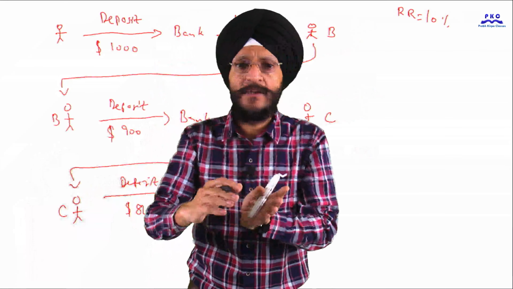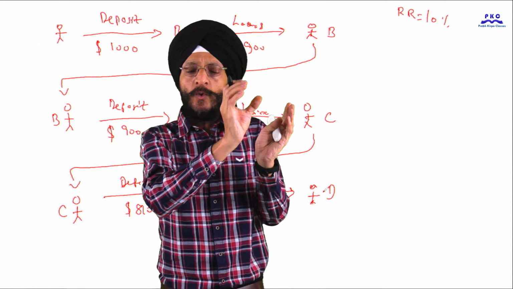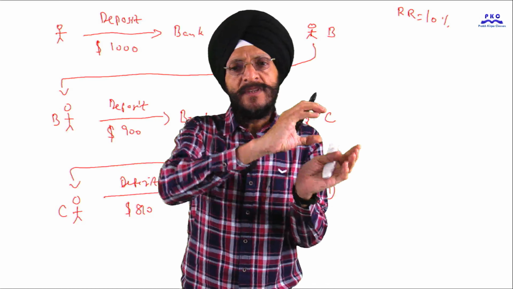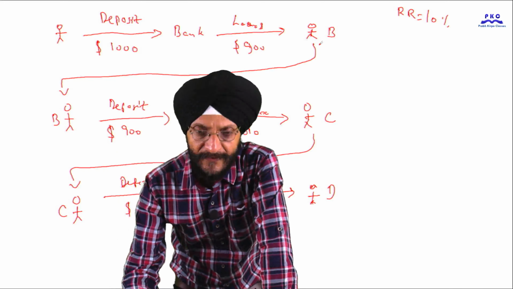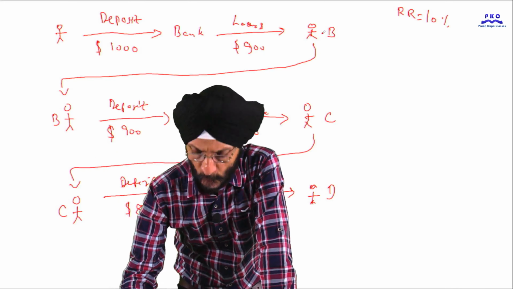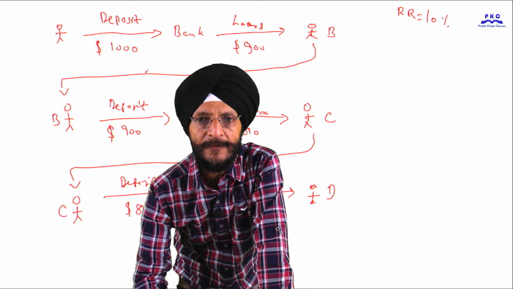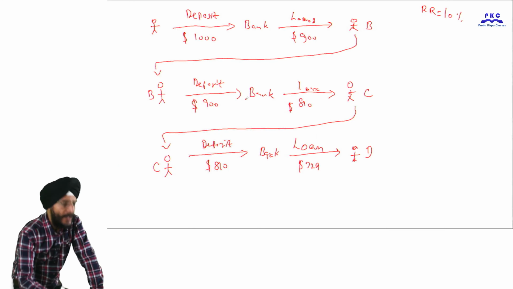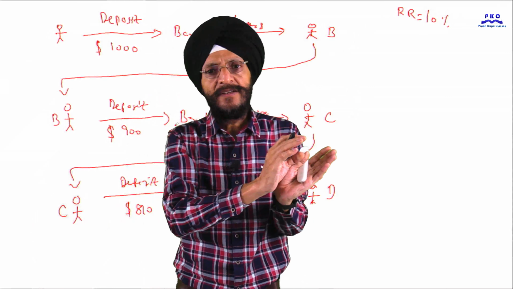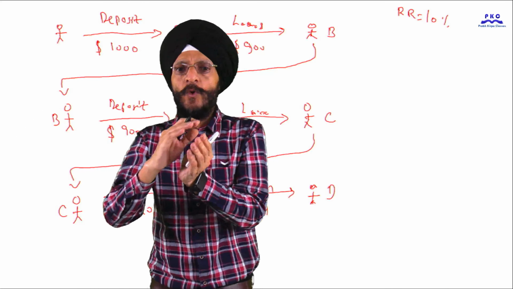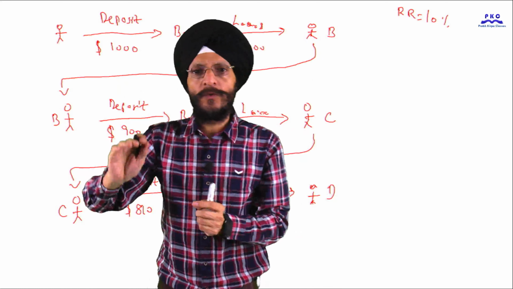This is fractional reserve banking. That is, on the basis of the initial deposit, some reserve is kept aside and the balance is given on loan. This loan takes the shape of a deposit, and again, after keeping 10%, the reserve ratio, aside, the balance is again given on loan. So this process goes on.